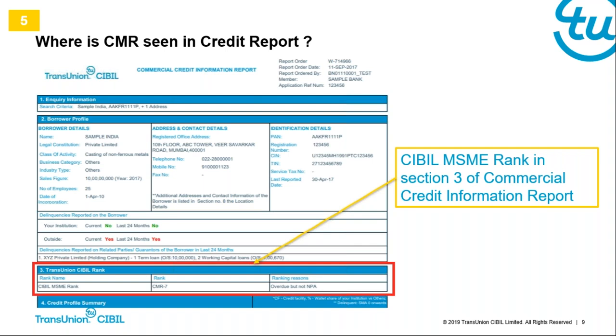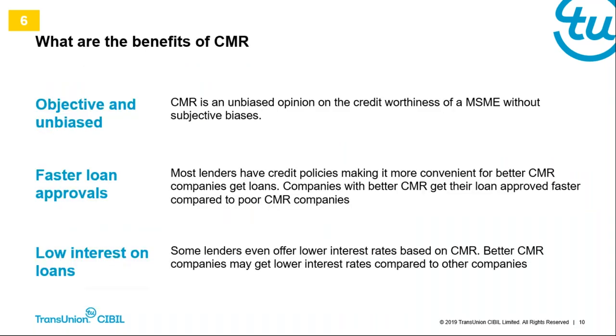With that, let me move to some of the benefits that CMR rank actually provides. So these are some of the benefits that CIBIL MSME rank has. First and the most important one is the objective and unbiased nature of CIBIL MSME rank. CMR, as I mentioned earlier, is a statistically written algorithm. What it does is that it puts out an unbiased opinion on the creditworthiness of an MSME without bringing in the subjective biases of a human being giving a credit rating or any other shape or form of credit appraisal.